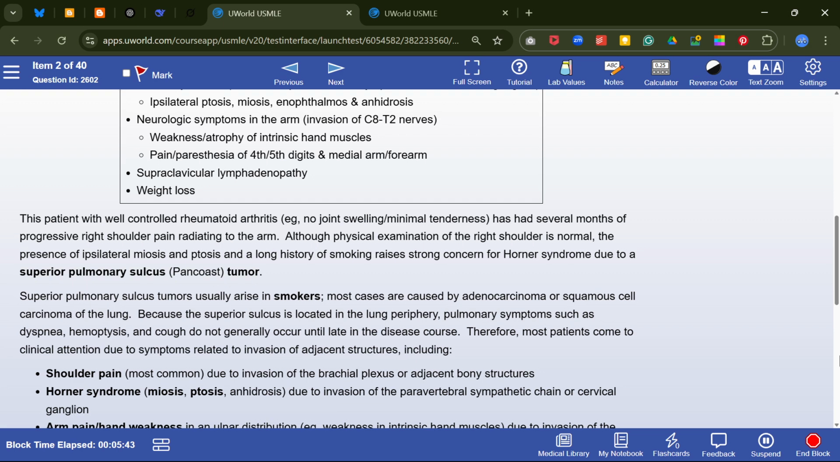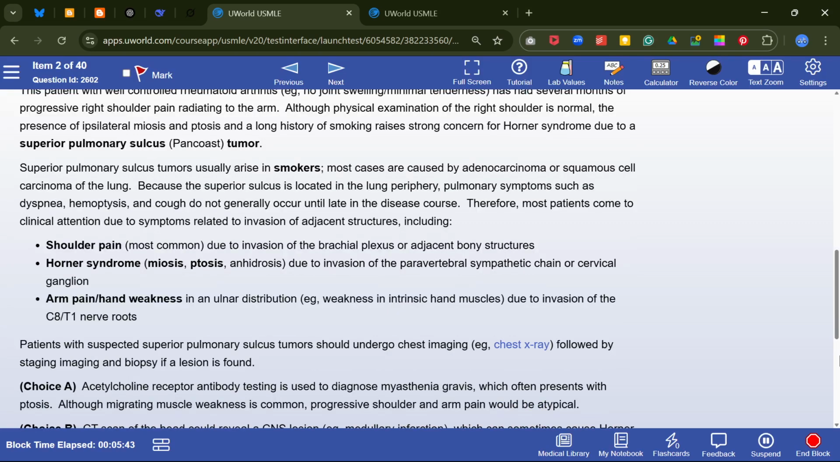Because the superior sulcus is located in the lung periphery, pulmonary symptoms such as dyspnea, hemoptysis, and cough do not generally occur until late in the disease. Therefore, most patients come to clinical attention due to symptoms related to invasion of adjacent structures, including shoulder pain due to invasion of the brachial plexus or adjacent bony structures; Horner syndrome, miosis, ptosis, and anhidrosis due to invasion of the paravertebral sympathetic chain or cervical ganglion; and arm or hand weakness in an ulnar distribution, with weakness in intrinsic hand muscles due to invasion of the C8 and T1 nerve roots.